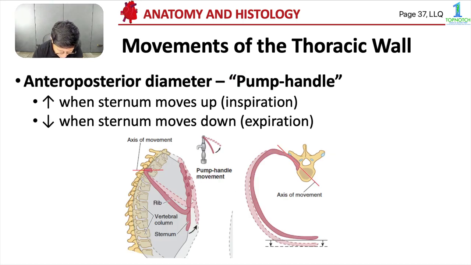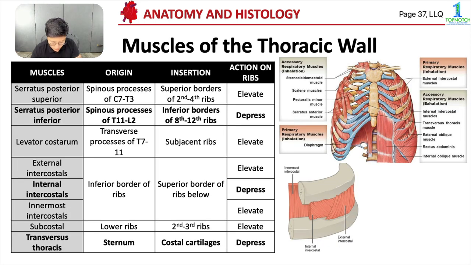You also have anteroposterior diameter increasing with the pump handle mechanism. So it increases when the sternum moves up during inspiration. So pag umangat tong sternum, lalaki yung AP diameter. And it decreases when the sternum moves down, such as with expiration.